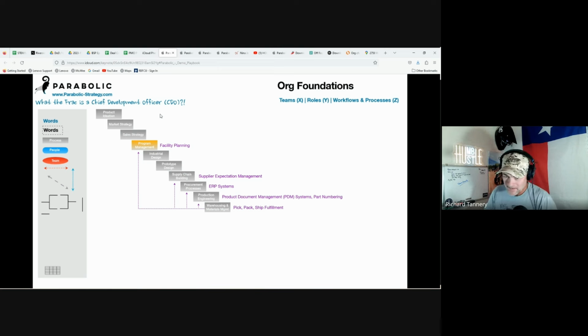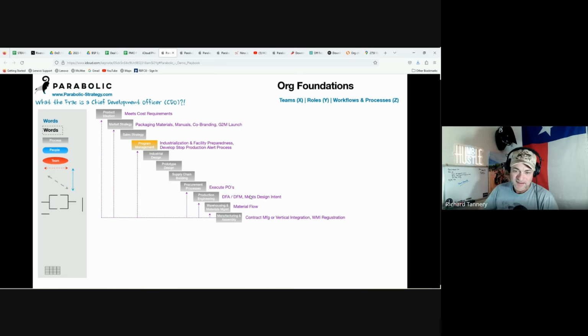From an engineering perspective, there's going to be a lot of document management. We've got to get parts numbered in a consistent way that can be uploaded into our ERP systems. We're going to start setting expectations with our supply chains. And then we're going to start preparing for industrialization or manufacturing and assembly. And again, this assumes vertical integration.